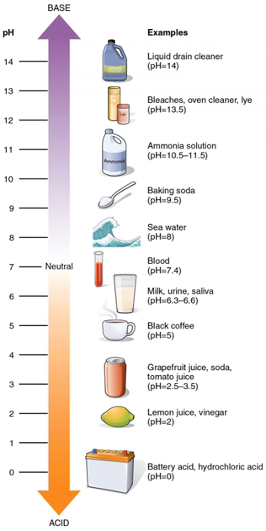Thus, measured pH values will lie mostly in the range 0 to 14, though negative pH values and values above 14 are entirely possible. Since pH is a logarithmic scale, a difference of one pH unit is equivalent to a tenfold difference in hydrogen ion concentration.